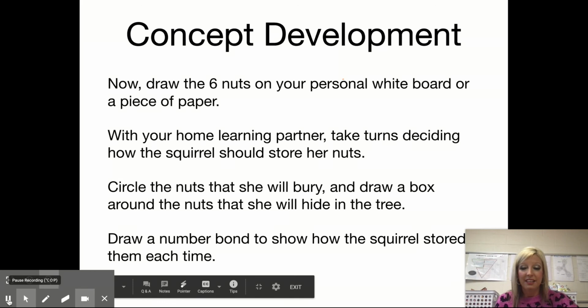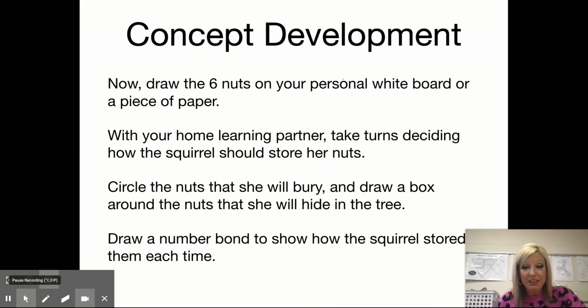Now we have a little activity for you to do at home. Draw 6 nuts on your whiteboard or a piece of paper, whatever you have handy at your house. With your home learning partner, take turns deciding how the squirrel should store her nuts. Circle the nuts that she will bury and draw a box around the nuts that she will hide in the tree. Draw a number bond to show how the squirrel stored them each time. So go ahead and do this with your home learning partner.